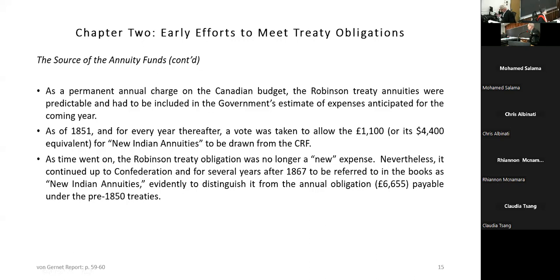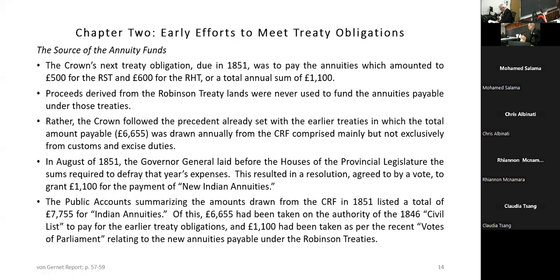Before we get into slide 15, Doctor, I just want to clarify something on the fourth bullet on slide 14. It says in August of 1851, the Governor General laid before the houses of the provincial legislature. And this provincial legislature, what province are you talking about here? Yes, it's the United Province, so it would include Upper and Lower Canada.